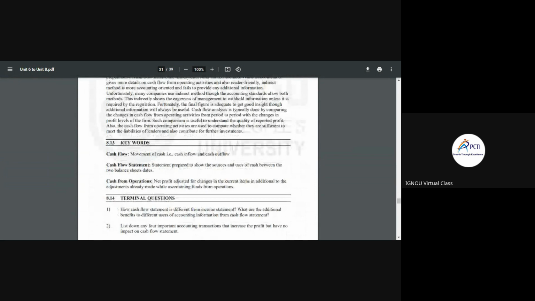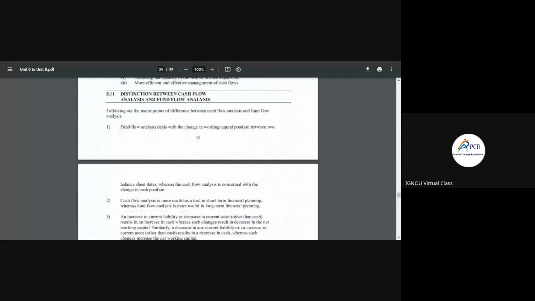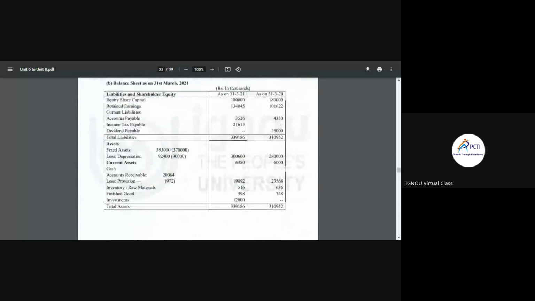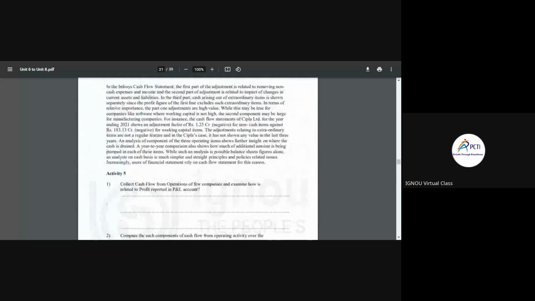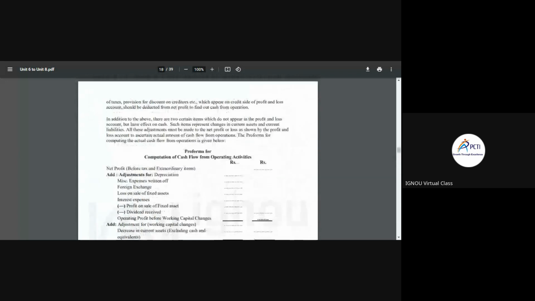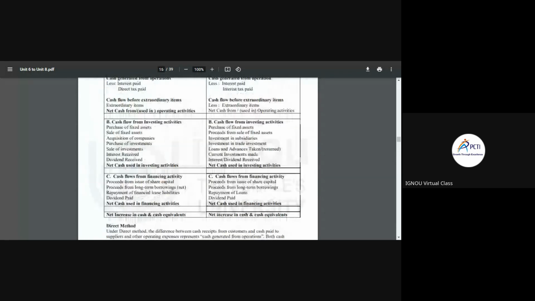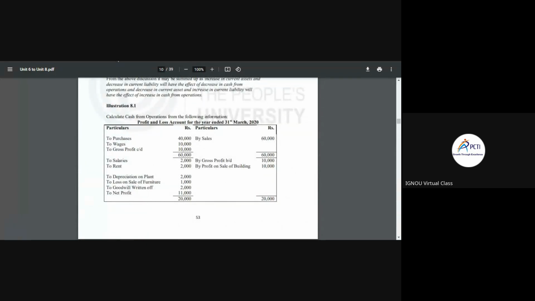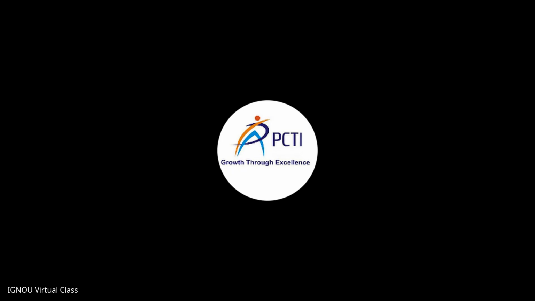So this is your unit 8 from block 2, the whole cash flow statement. In this, you need to practice the illustrations which are given, and you can also log into the CFT portal, cftedu.in, from where you can have study material. In the next, let's check what we need to study in the next block.